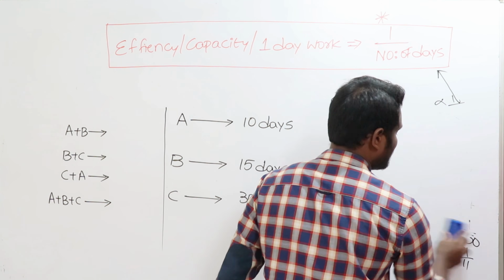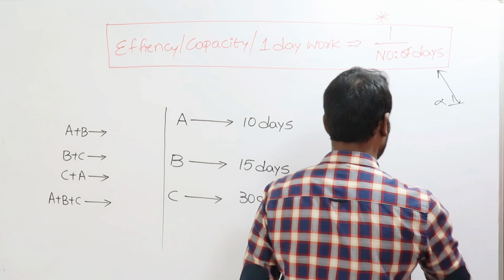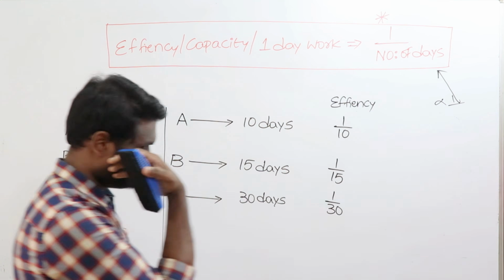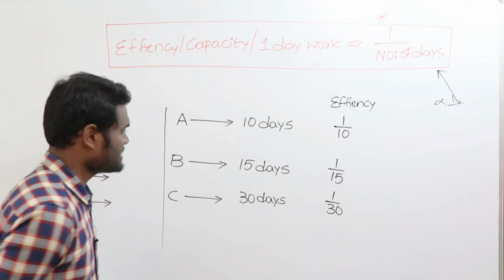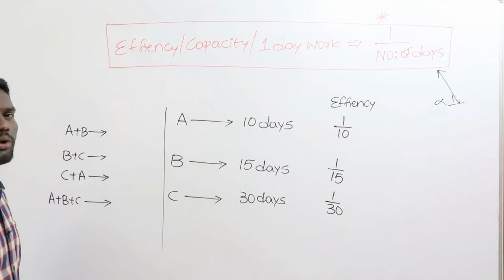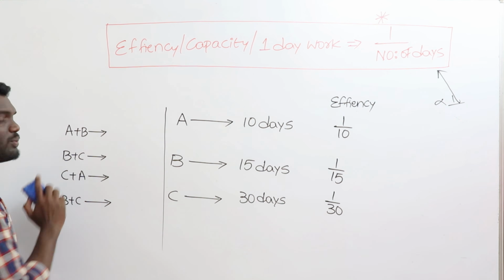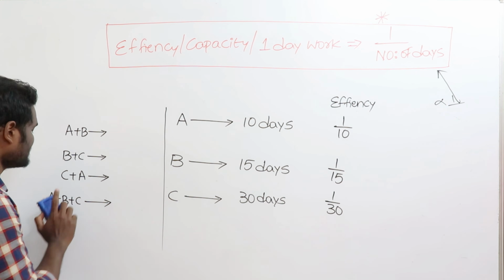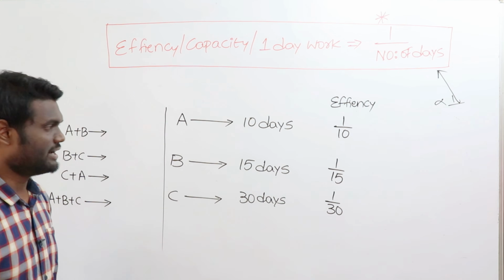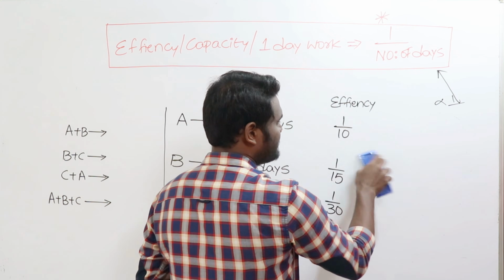Now this question is saying that A can complete work in 10 days, B can complete work in 15 days, C can complete work in 30 days. Now your question is: if A and B work together, how many days? If B and C work together, how many days? C and A work together, how many days? A, B, C work together, how many days? Now already you know what is meant by efficiency and all.